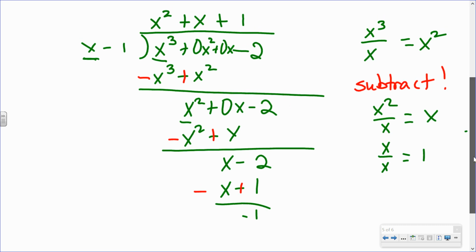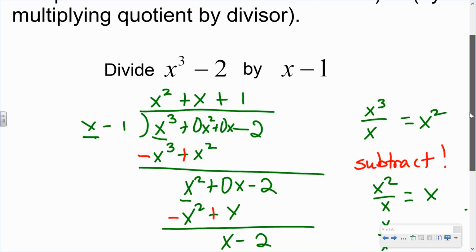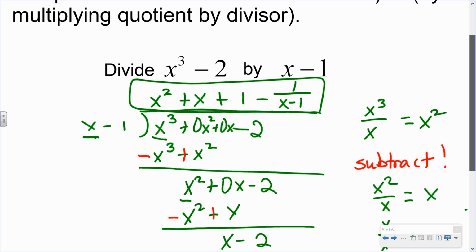So we need to take that remainder. Since it's negative, we put a minus sign, and then we have the 1 in the numerator, and our divisor, x minus 1, becomes the denominator. So this is our answer. Everybody good on that?